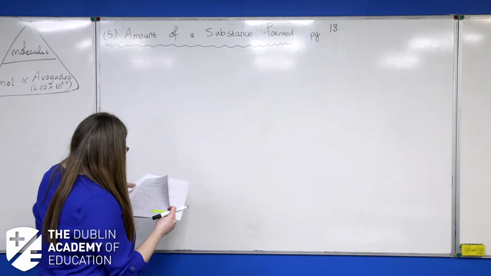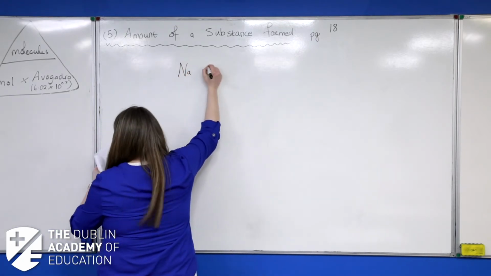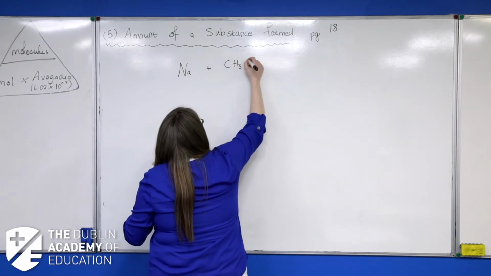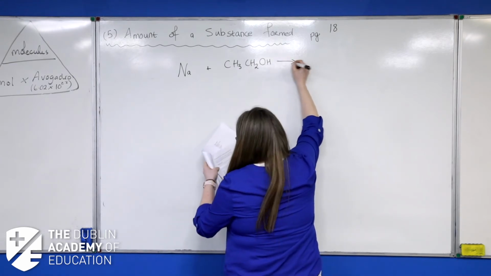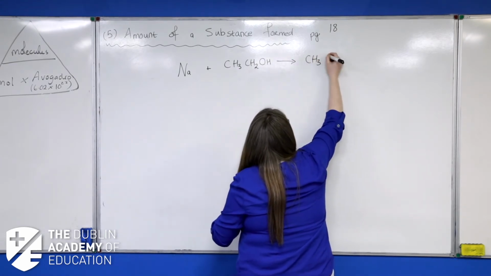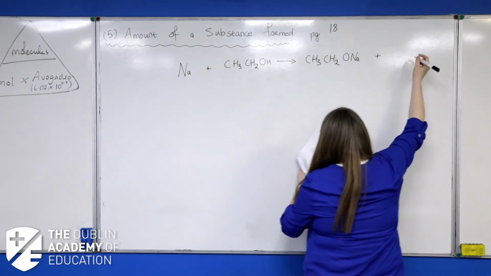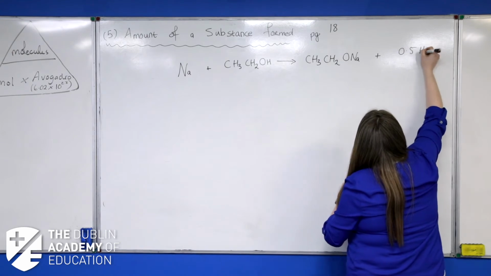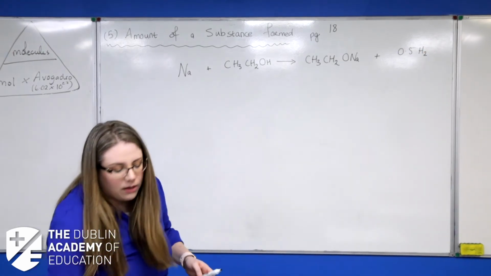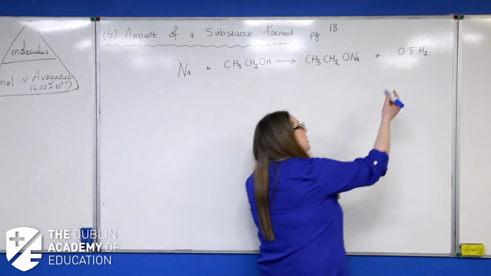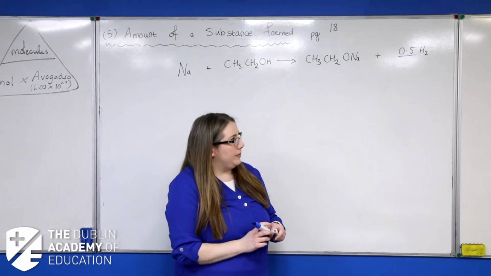So the worked example tells me in this reaction, I've got sodium plus ethanol to give me CH3CH2ONa plus, oh sorry, 0.5 H2. Now, you may or may not have seen this before. 0.5 H2 is fine.